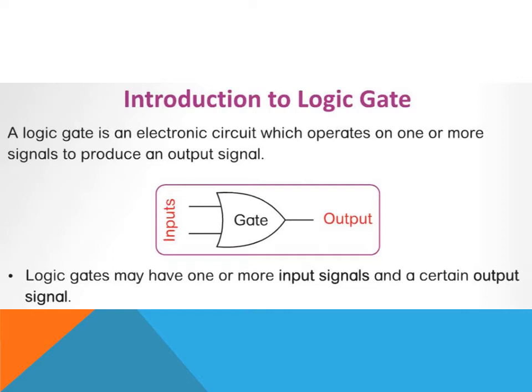In the same way, the logic gate is a small circuit inside a chip or a processor which, when given certain inputs, gives us certain output. I am repeating again, a logic gate is an electronic circuit which operates on one or more signals to produce an output signal. So you put some input, the gate processes it and gives us some output.